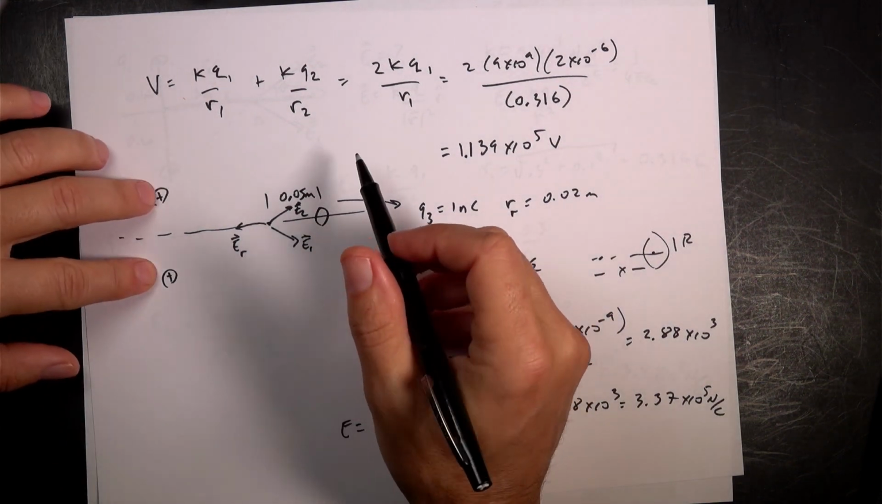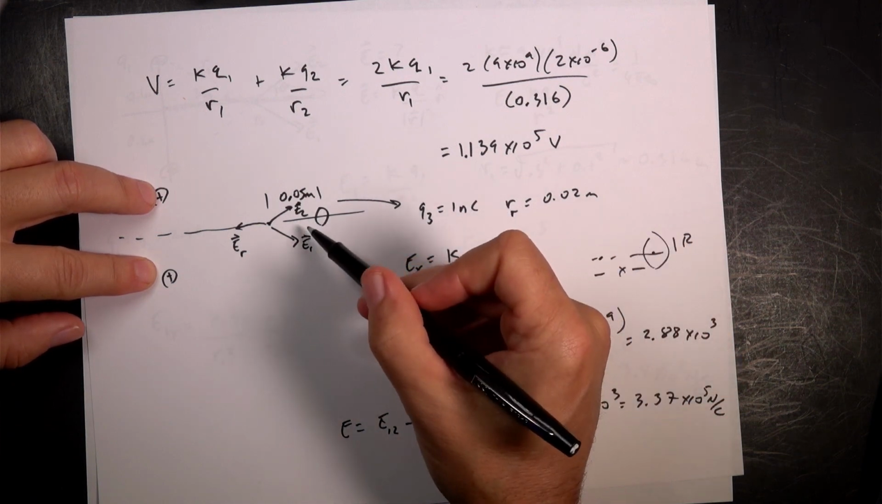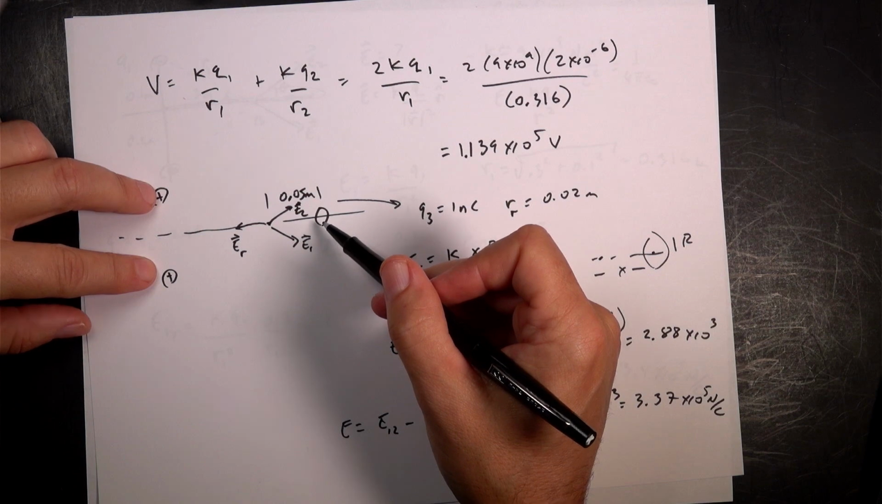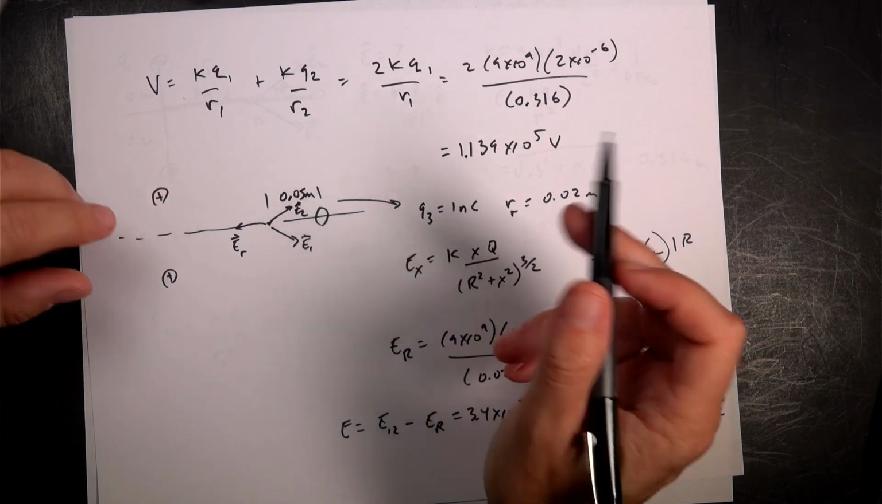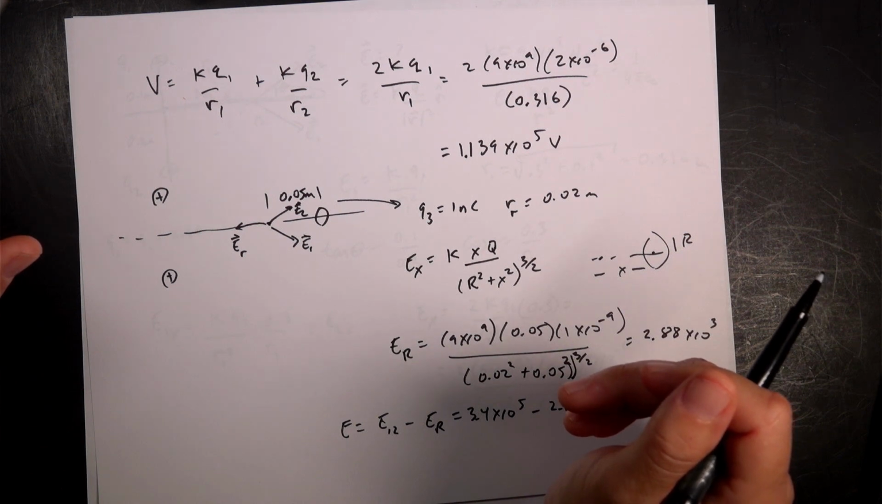So you'll notice that the sum of these two charges makes an electric field that's greater in the x direction than this ring, even though the ring's closer, because the ring has a very, very small charge of 1 nanocoulomb. And these are microcoulombs. So, okay. That's it.